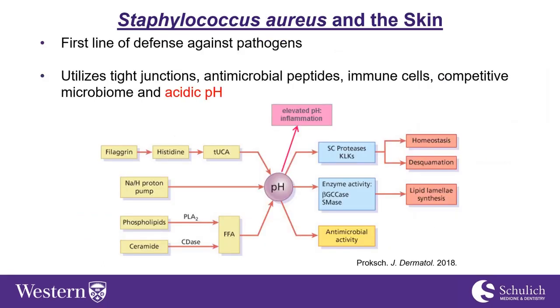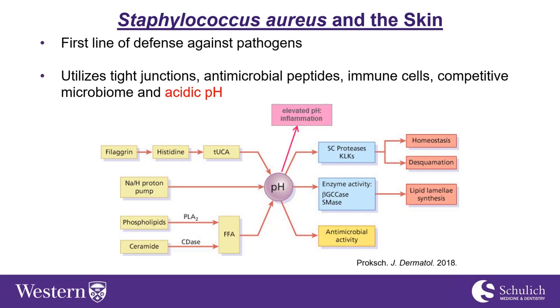As previously mentioned, skin and soft tissue infections are important and represent 90% of all CA-MRSA, indicating a need to examine S. aureus colonization of the skin. The skin represents the initial defense against pathogens, utilizing keratinocytes with tight junctions, antimicrobial peptides, immune cells, and a competitive microbiome to protect against infection. However, it is the acidic pH of 4.5 to 5.9 that is of particular interest.